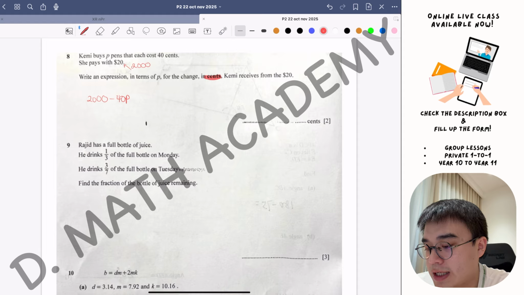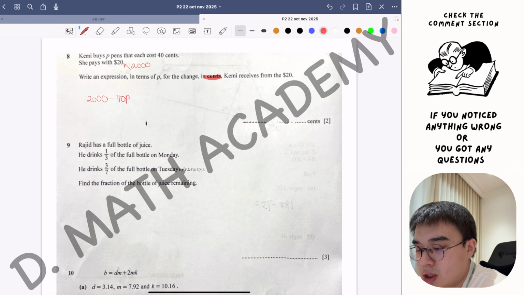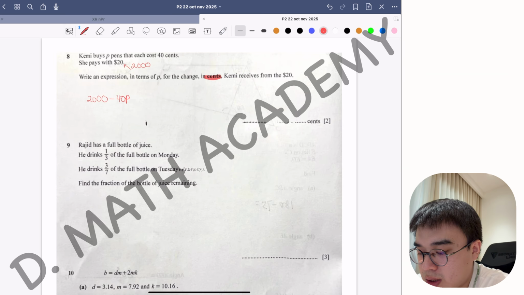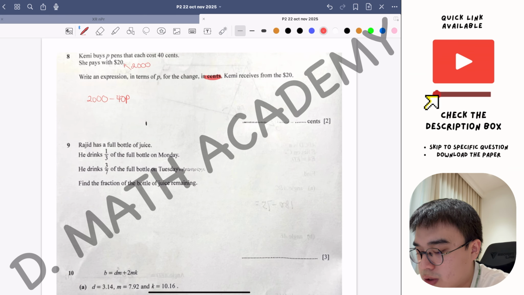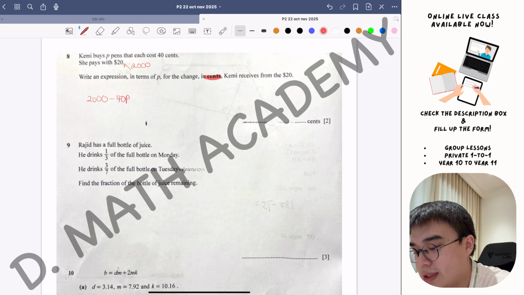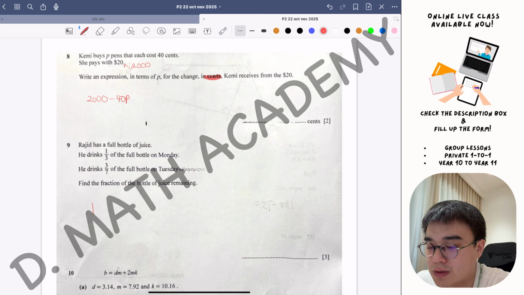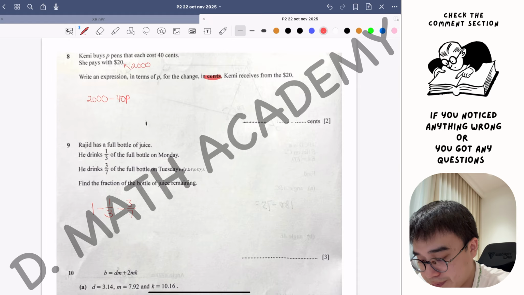Next one, in question 9, Rajit has a full bottle of juice. He drank one third of the full bottle on Monday, 3/7 of the full bottle on Tuesday. Find the fraction of the bottle remaining. So you must take note that 1 is the total, minus 1/3, minus 3/7.